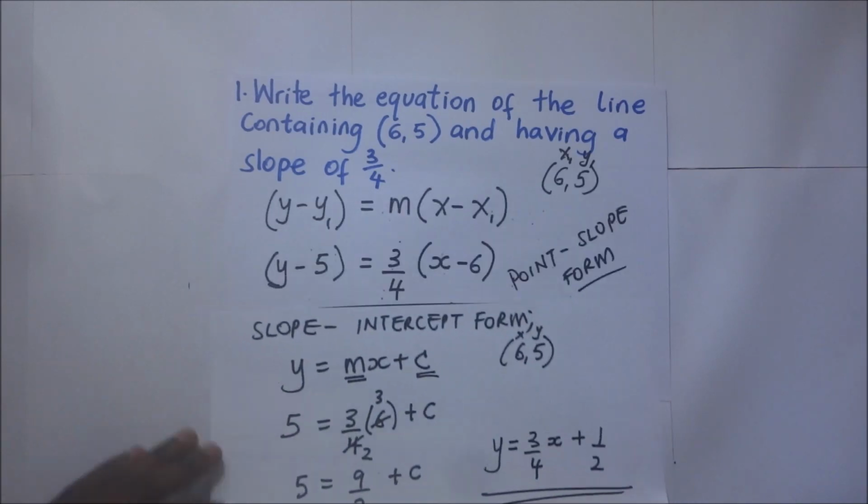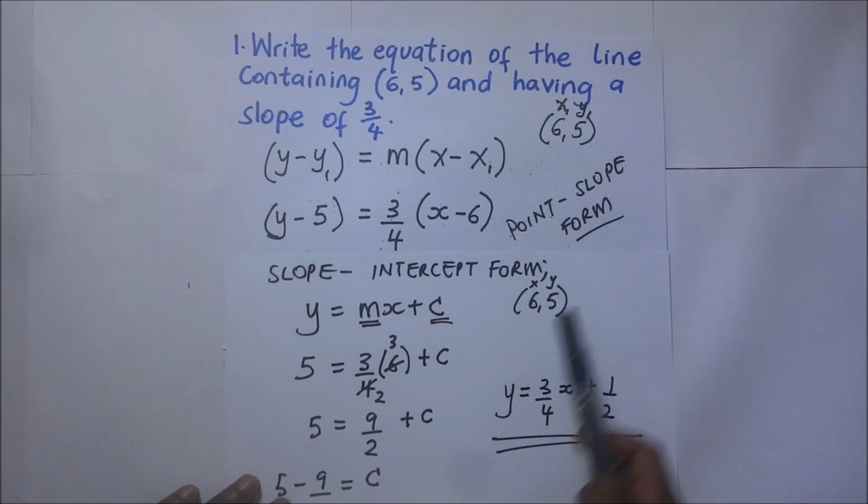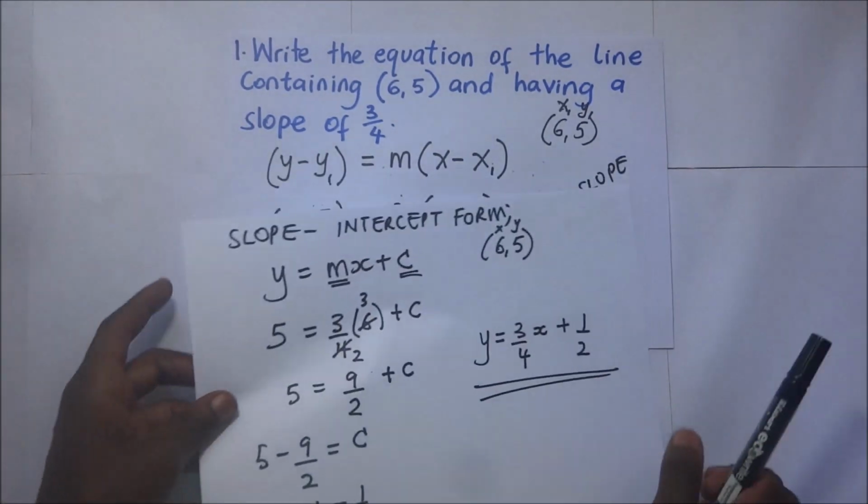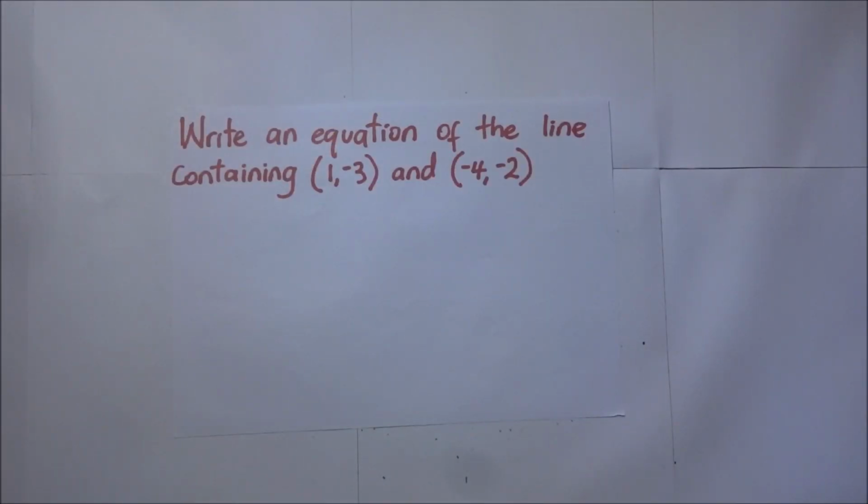So you can write the equation of this line either in the point slope form or in the slope intercept form. It will still be correct. So in this question, they're asking us to write an equation of the line containing (1, -3) and (-4, 2).